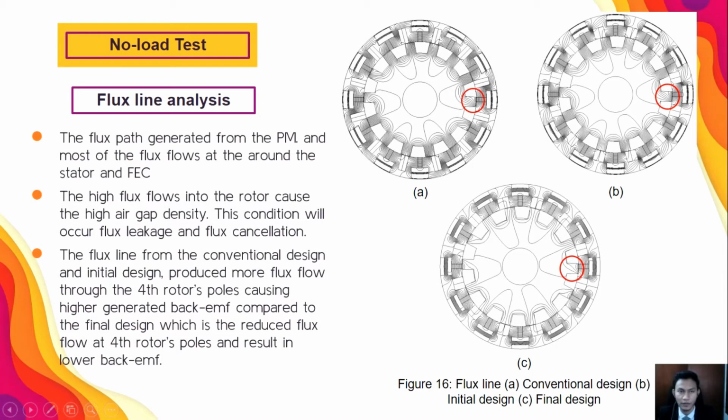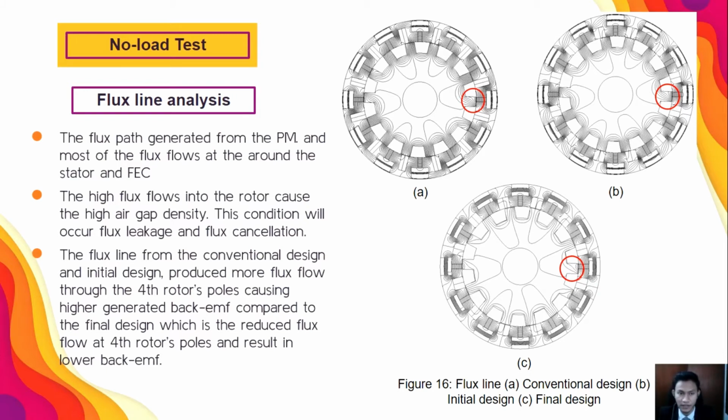The next part of the no-load test analysis is the flux line analysis. Figure 16 shows the flux line for the conventional design A, B is the initial design, and the last one C is the final design. The flux path is generated from the permanent magnet, and most of the flux flows around the stator and FEC. The high flux flow into the rotor causes high air gap density. This condition will cause flux leakage and flux cancellation of the flux line.